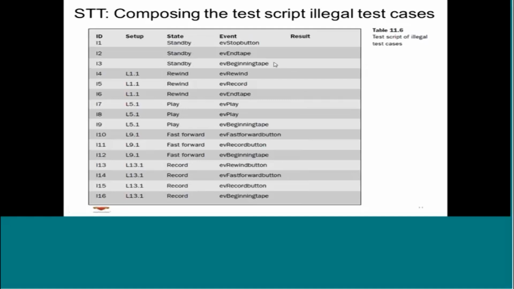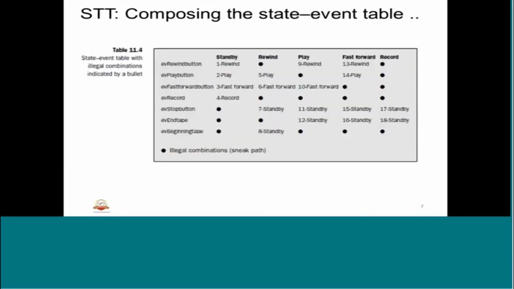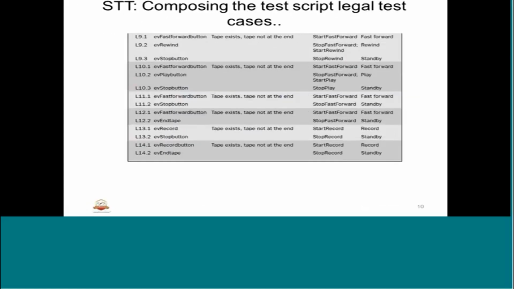Next one is the illegal test cases. So illegal test cases, we know what those are. When the rewind is happening, there is no point in pressing the rewind. Similarly, when the record is happening, these five bulleted items, like rewind cannot be done, play button cannot be done, fast forward cannot be pressed, and record itself cannot be done again. So these are all illegal combinations.